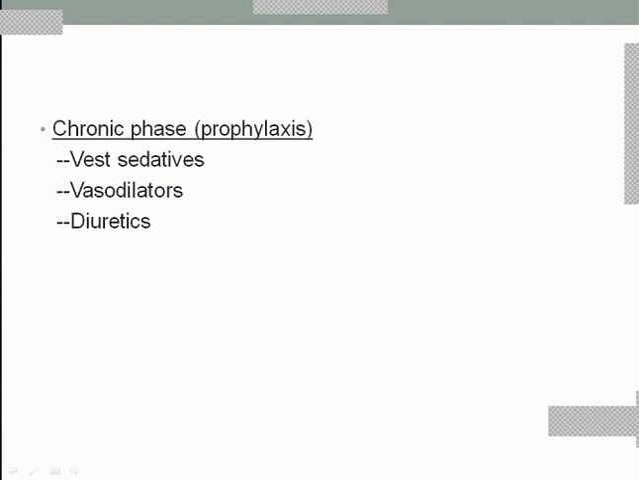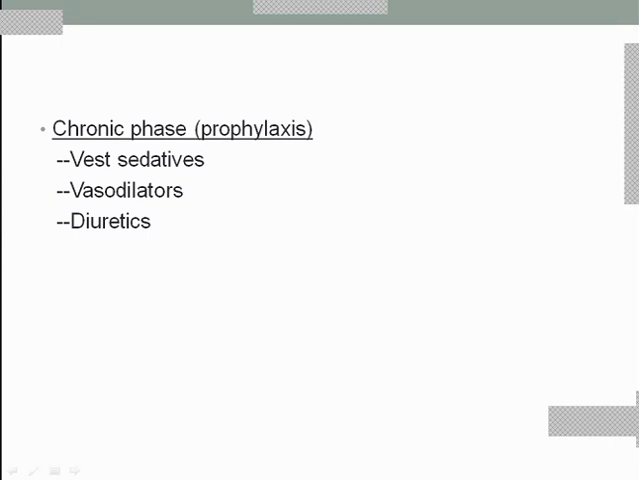In case of the chronic phase or prophylaxis, vestibular sedatives and vasodilators can be used. The diuretics are most effective, but not in acute conditions. Diuretics help to decrease the amount of fluid in the endolymphatic sac. They do not act in acute conditions. Vestibular sedatives act in the acute conditions.